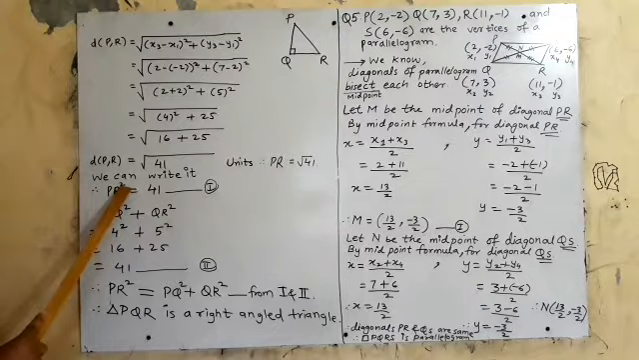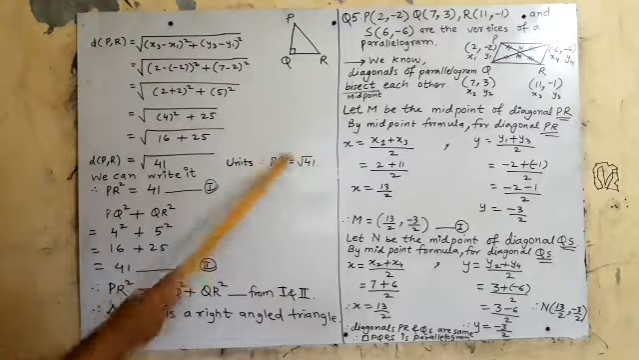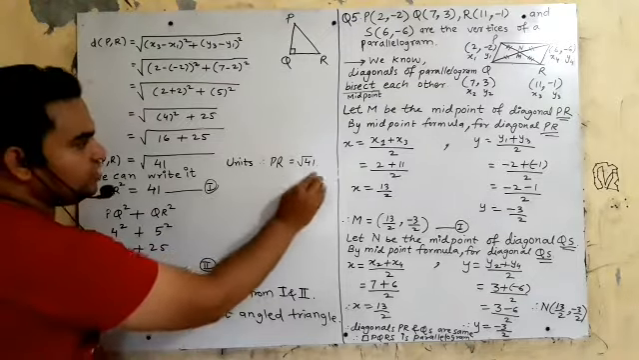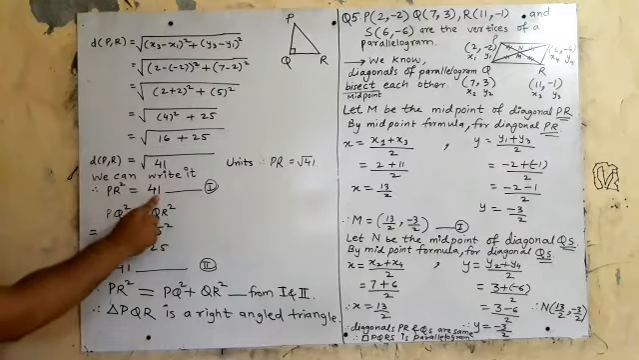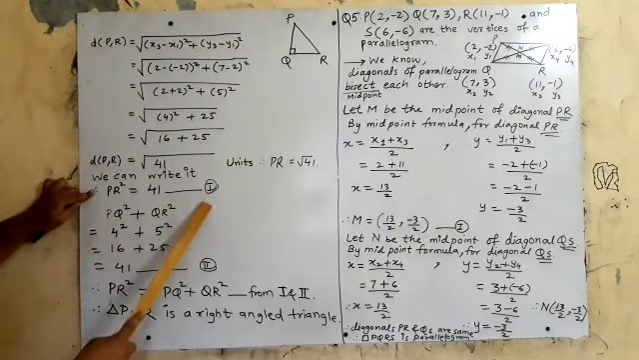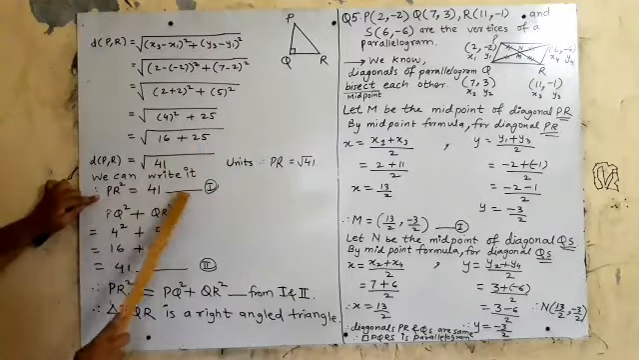From where does this square come? The square came from here, this is the square root. What did we read? Square root 41. So this square root will come here, it will be PR square is equal to 41, which is your first answer now, okay? Which is your hypotenuse. Can you see PR is your hypotenuse?